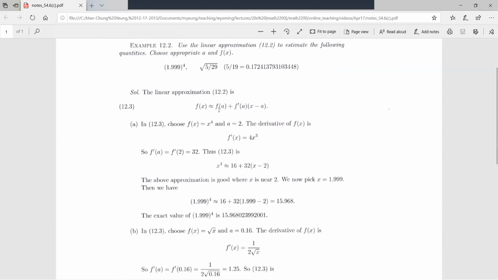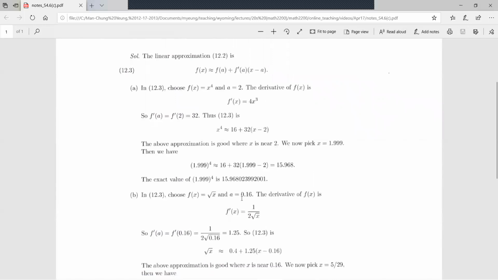Okay, now to use this formula, we need to compute the derivative of the function at a. Take the derivative of square root of x, then we get this. Now plug in 0.16 for x. The square root of 0.16 is easy to evaluate. It is 0.4. So it is 2 times 0.4, 0.8. 1 over 0.8 is 1.25.